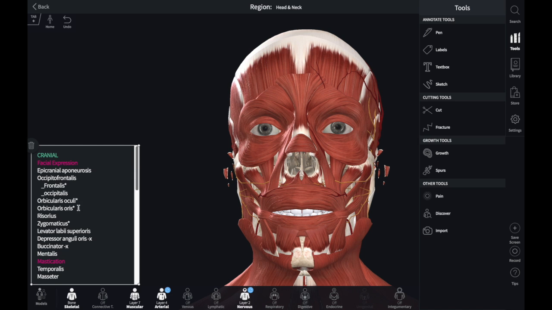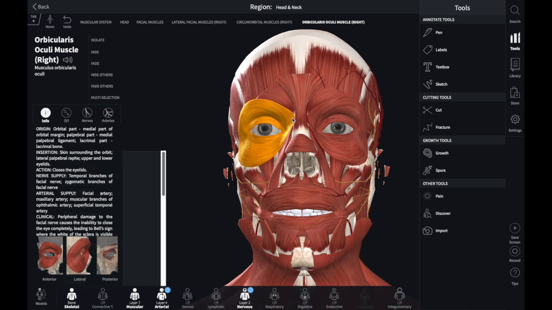The next structure we have on our list is the Orbicularis Oculi. It's a circular muscle that surrounds the eye. The origin is the lacrimal bone, so this is what will anchor it, and the insertion would be all of the skin of the eye, including the eyelids. Its action is to close the eyelids: winking, blinking, squinting, anything involved in closing the eyelids.